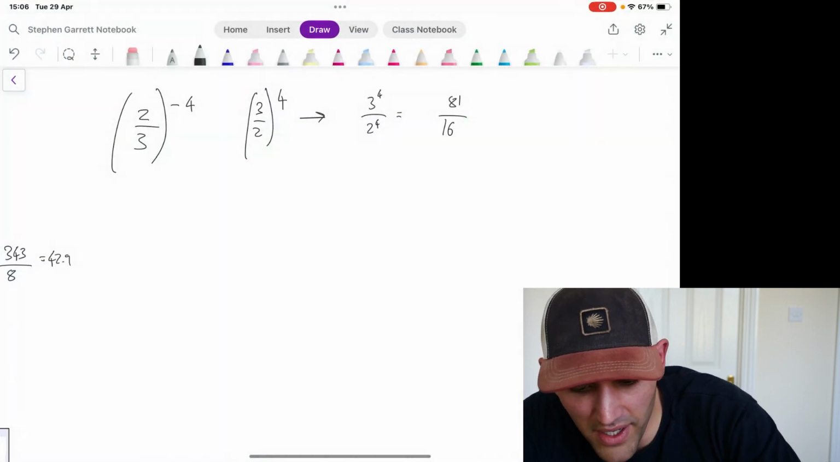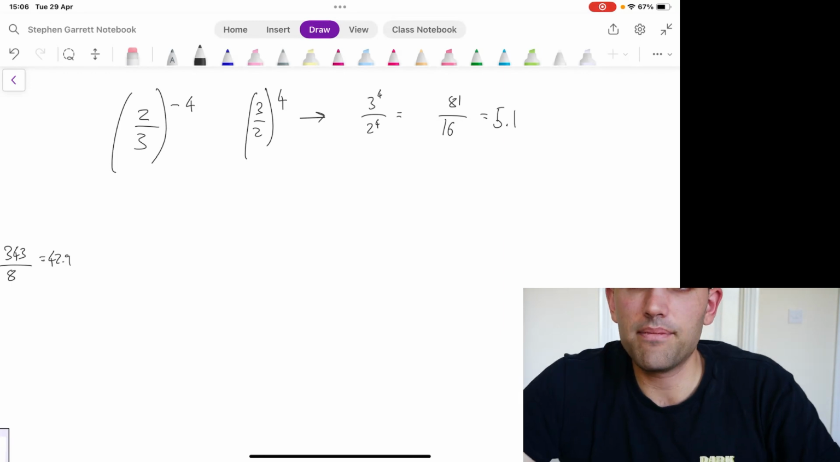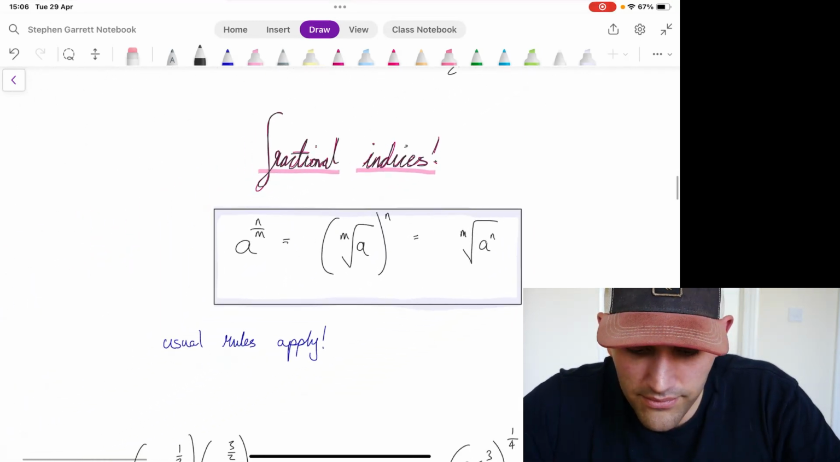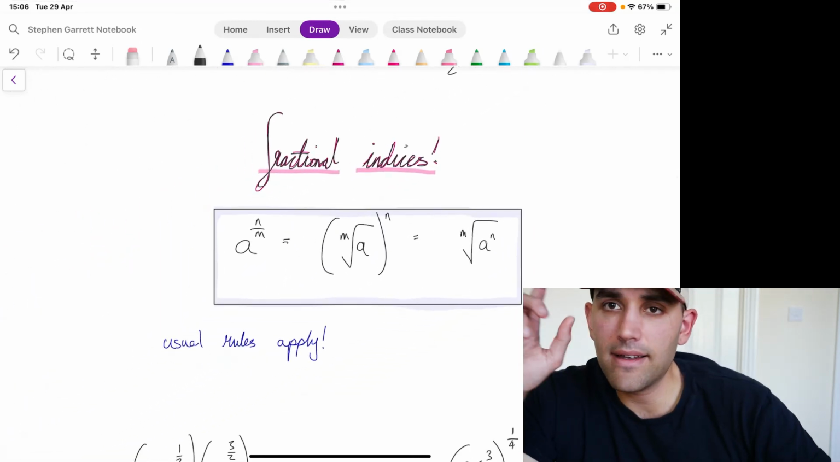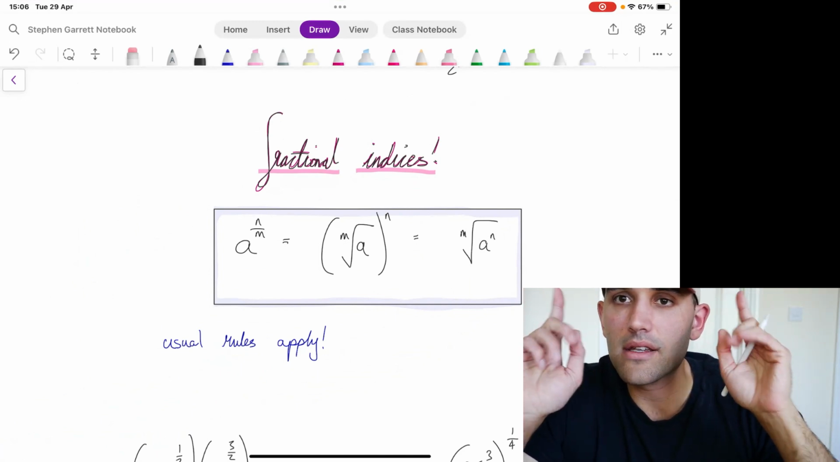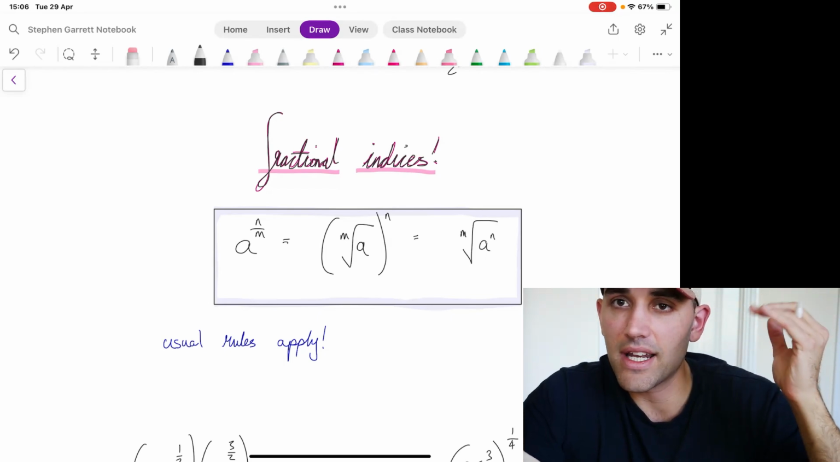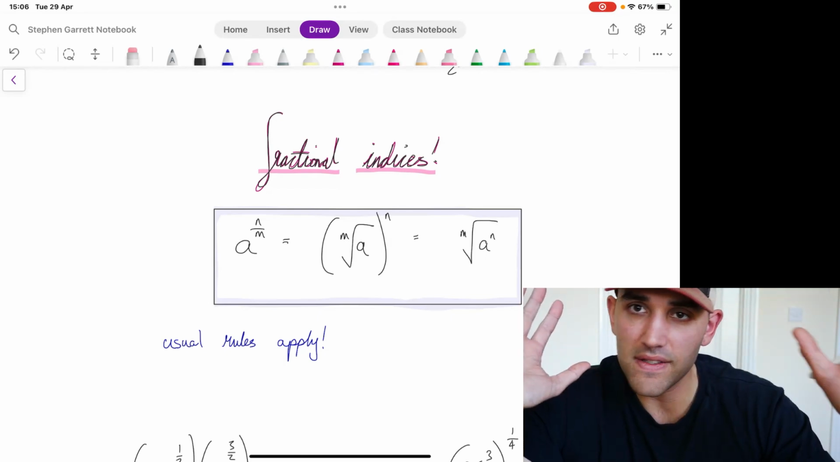5.1. We'll round that to equals 5.1. Okay. There you go. So we have looked at negative indices. We're going to bring it home and we're going to look at some fractional indices. So this is going to round off the chapter and give us a good understanding of all the different types of indices that we might see.